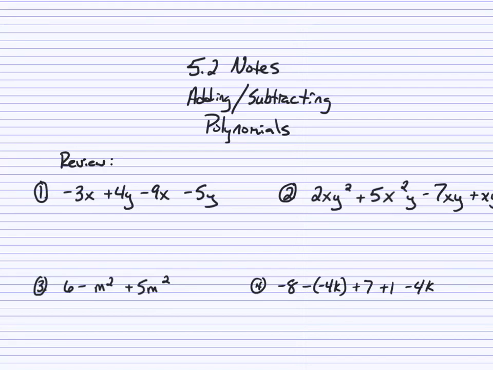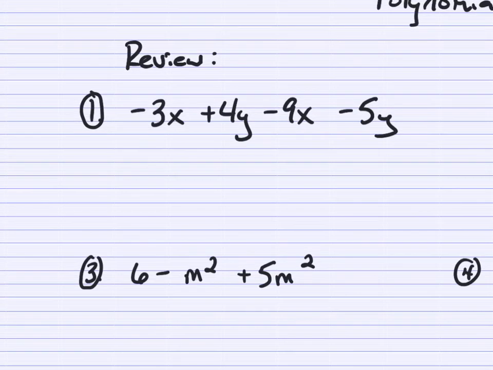Alright guys, today we're going to learn about adding and subtracting polynomials, but real quickly I wanted to review with you guys about combining like terms. So if I zoom in on number 1 right here, we're looking for like terms that we can put together, and I see negative 3x and negative 9x are like terms because they both have the variable x to the first power. So I can combine those and put negative 12x.